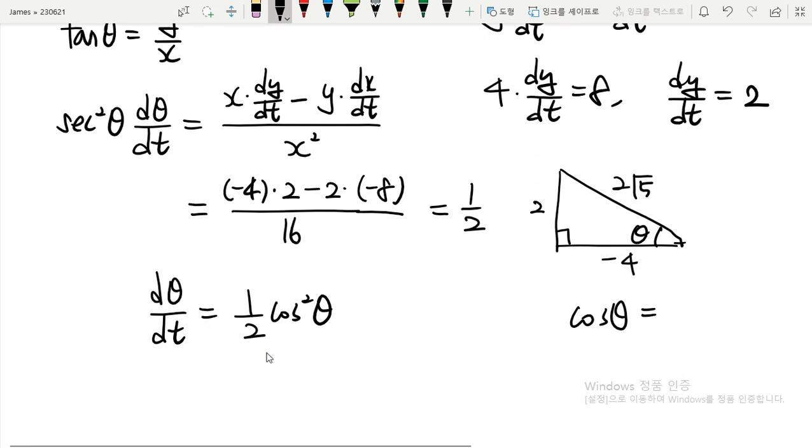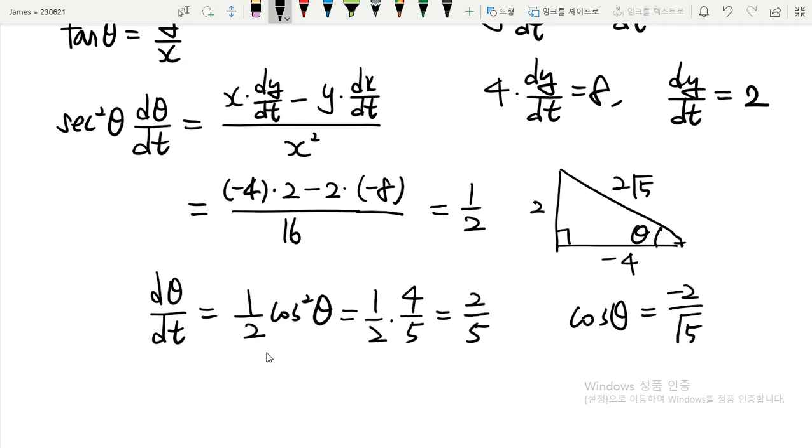Yeah, like this. And when it's squared, it becomes positive. So that means the rate is 2/5, and it's increasing. Let me think again. The meaning of increasing in this case.